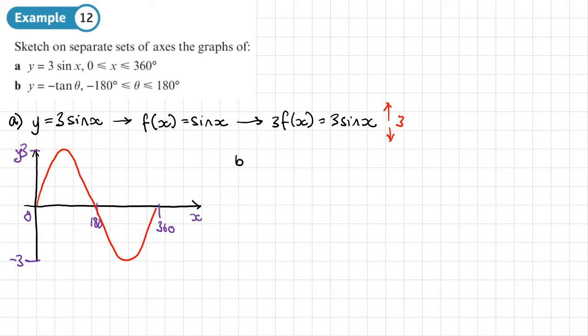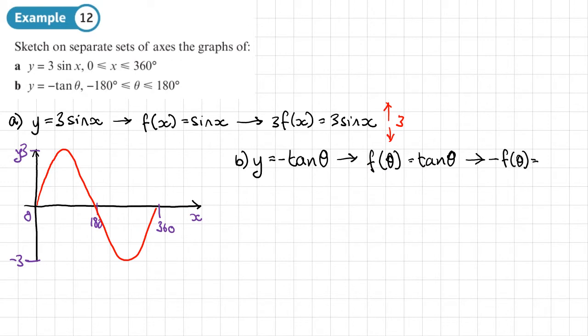Okay, let's look at part B, and we've got the graph of y equals negative tan theta this time. So the first thing I'm going to do is I'll say let f of theta, since we're using theta, equals tan theta. Then I can see, because this is negative tan, this is going to be negative f of theta. So minus f of theta equals negative tan theta. So I can see that this is a transformation that's going to reflect the original graph of tan in the x-axis.